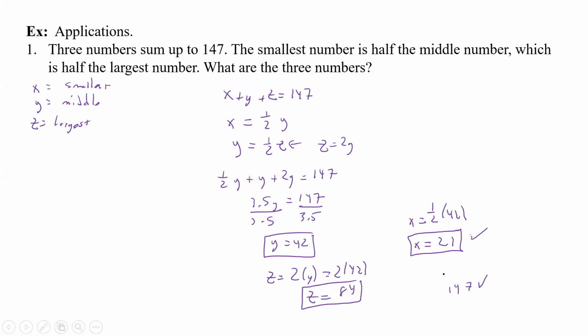And so that looks to be our solution. So our numbers are going to be, if we put it in the order of triple, 21, 42, 84. And that would be the 3 numbers that we have. Okay, so the smallest, the middle, and the largest.